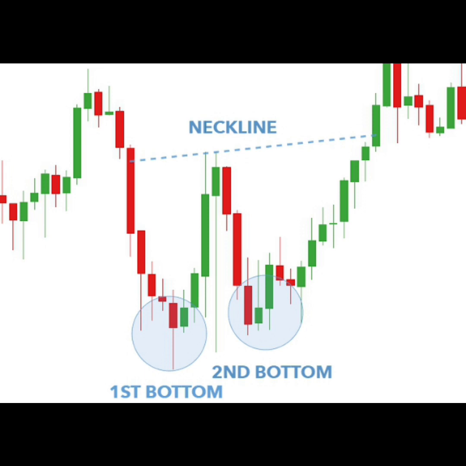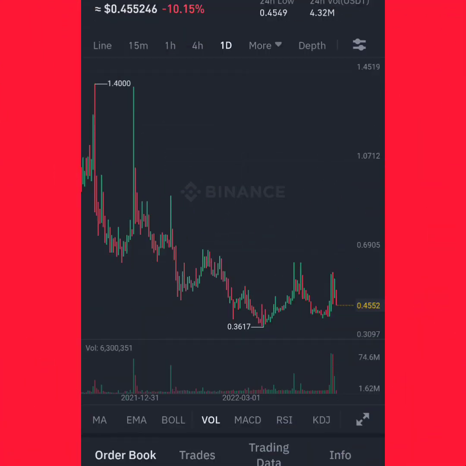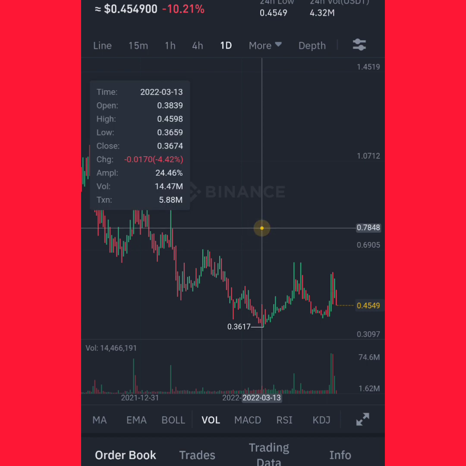Now let's check out a live demonstration so you get the memo. You can see right here on the chart, this is a double bottom, because the price bounced from this point, made a pullback towards the upside, and then came back again. It didn't go lower than this 0.3617. This is a support zone. It didn't go below this support zone. So automatically we have a double bottom.